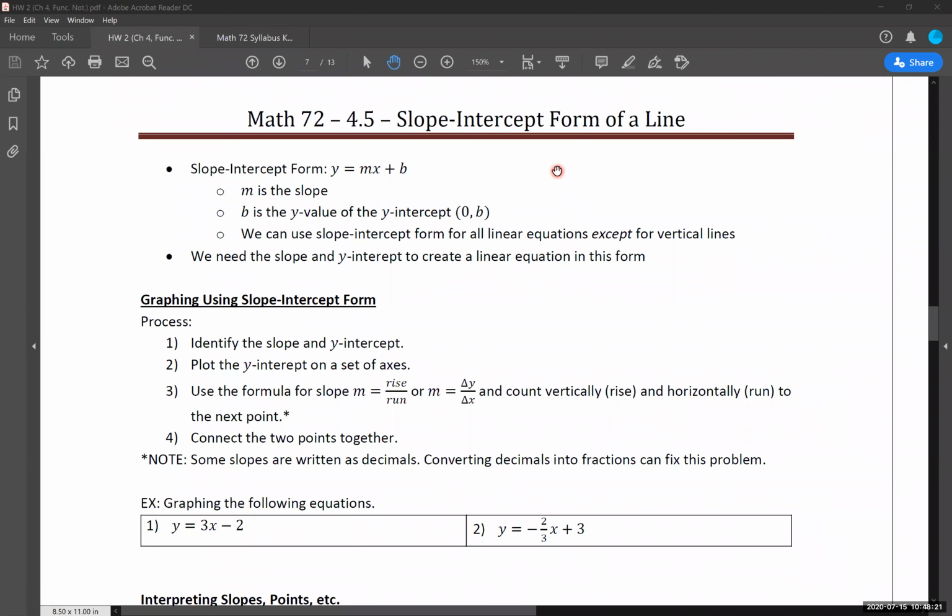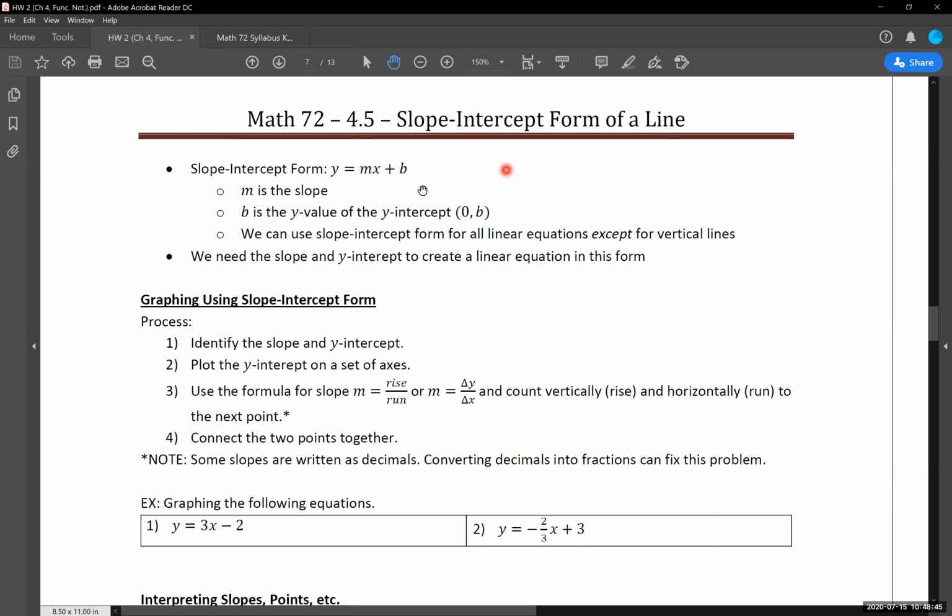Today we're going to be looking at the 4.5 material, which is working with the slope-intercept form of a line. We're going to go through a couple different forms of writing out these lines and linear equations, but this is the most common one that we see, and we'll see why we use it most frequently and how it gets its name and applications with that.